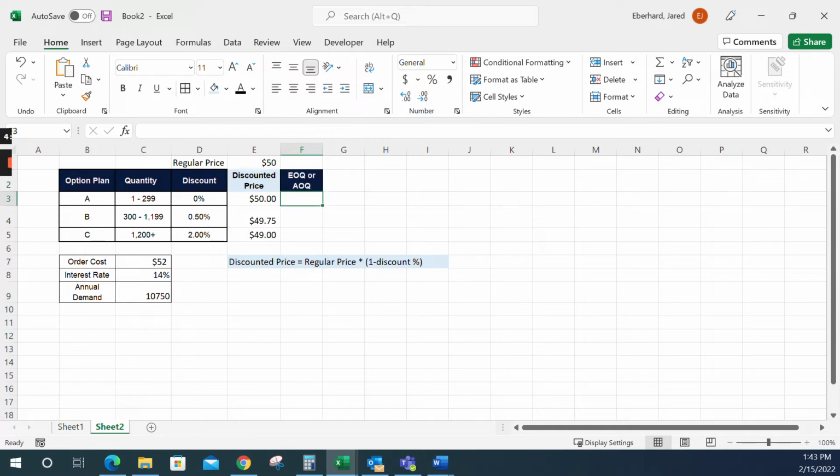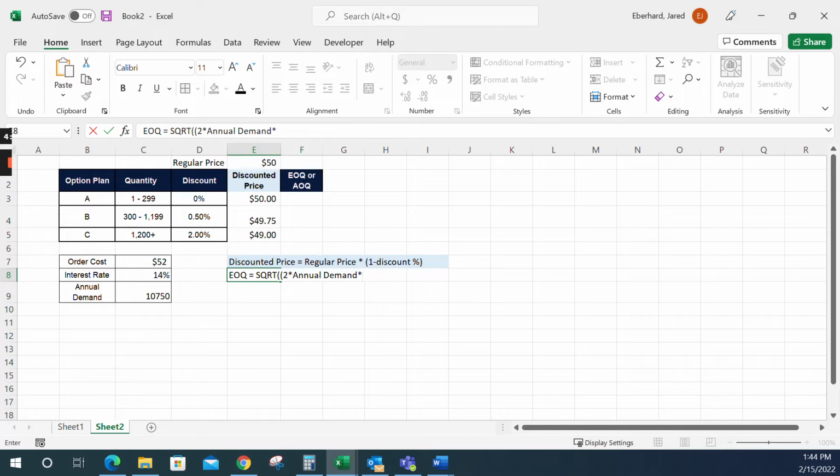Well, let's start off by simply doing the EOQ formula. Make ourselves a note. EOQ equals square root. Open up 2 parentheses here. Be careful on this one because this whole thing needs to be in parentheses. 2 times the annual demand times the order cost. That's going to get closed and divided by, in this case, we don't have holding costs, so we have to take our interest rate times, that's right, unit cost.